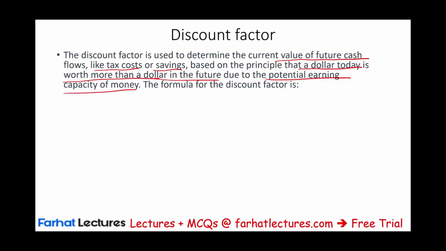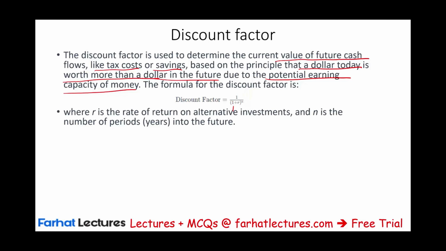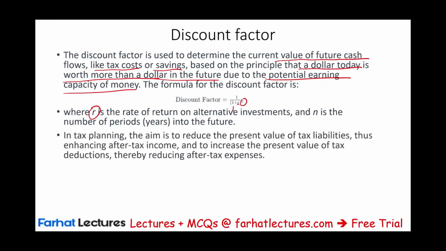So the formula to find out the discount factor is you take 1, the number 1, divided by 1 plus r raised to the n. Now let's explain what's in the formula. R is the interest rate. N is how many periods, and we're going to assume the periods are years. So in tax planning, the aim is to reduce the present value of tax liabilities, and by doing so, enhance after-tax income, and to increase the present value of tax deductions, thereby reducing the tax expense.